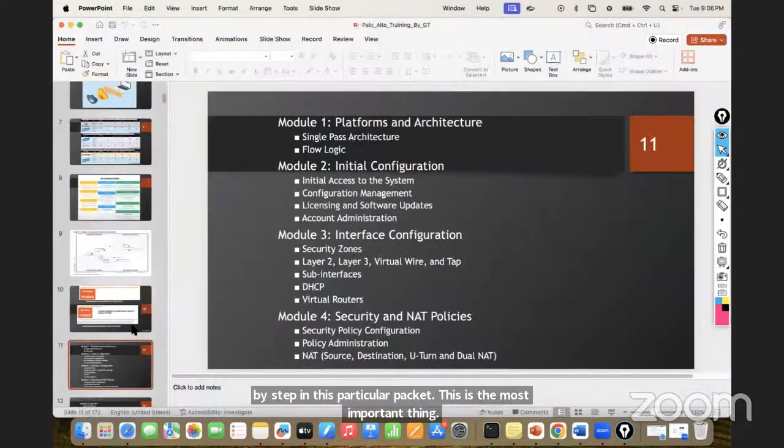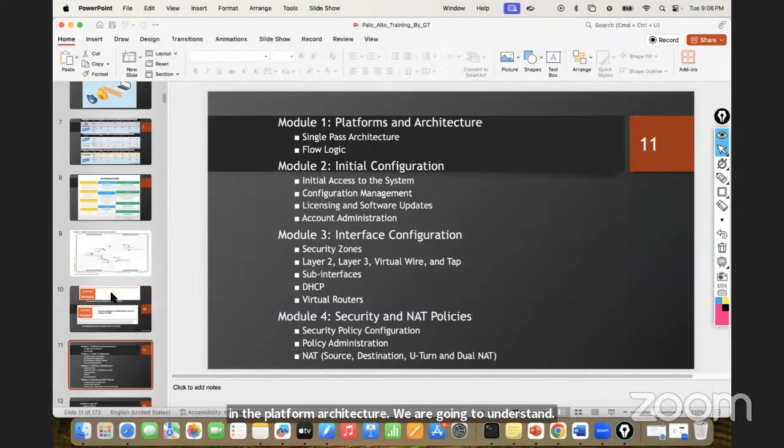And in the platform architecture, we are going to understand how the actual SP3 architecture works. We have the SP3 single pass parallel processing architecture. We'll see how it processes a packet when the packet is received by the Palo Alto firewall, what serial processing is, and what parallel processing is. Why parallel processing is a game changer, and that's why Palo Alto is much more popular than other vendors that use serial processing.